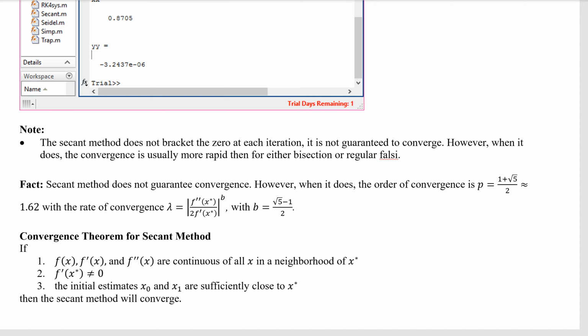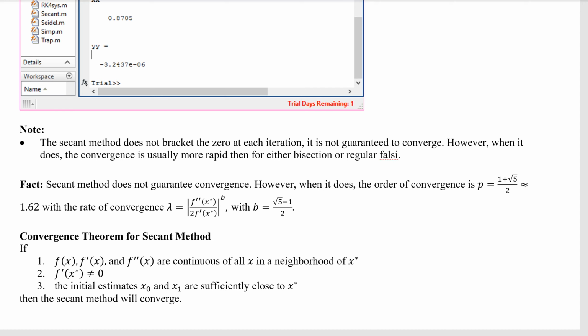p equals (1 plus square root of 5) over 2, which is approximately 1.62. Do you still remember the regula falsi method? The order of convergence is 1, so we have linear convergence. And here, the order is 1.62. So a bigger number means it converges faster if they both converge, okay?